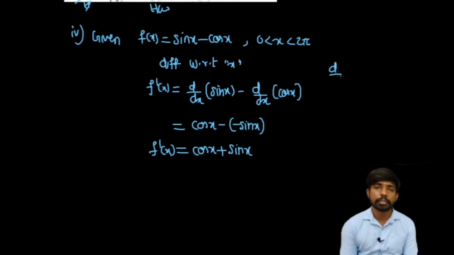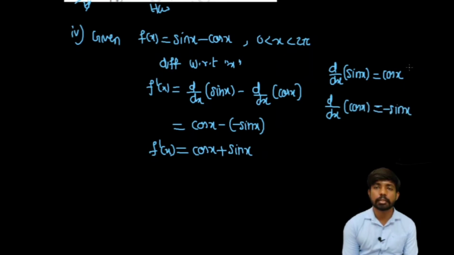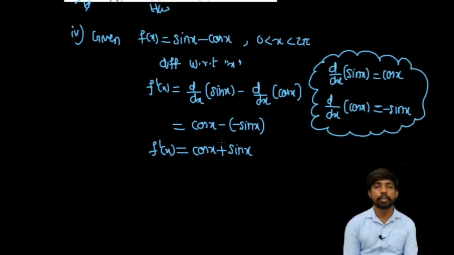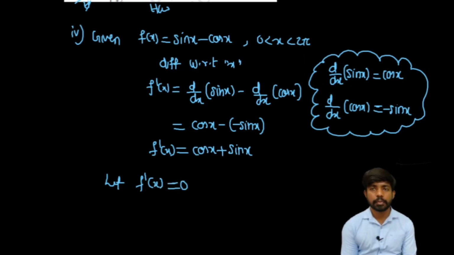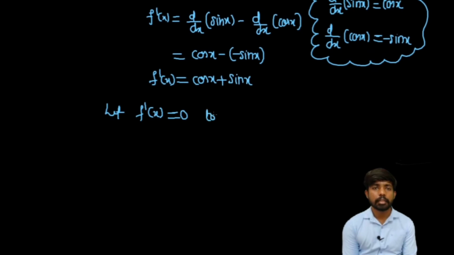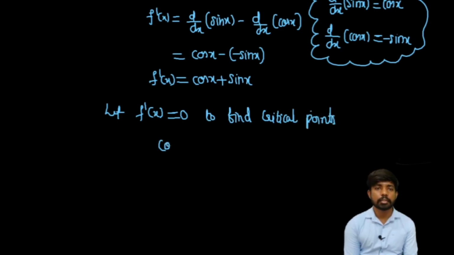Here we know the differentiation formulas: the differentiation of sin x is cos x, and the differentiation of cos x is minus sin x. We substituted the formulas here and got f dash of x. Next, make f dash of x equal to 0 to find the critical points. So cos x plus sin x is equal to 0.